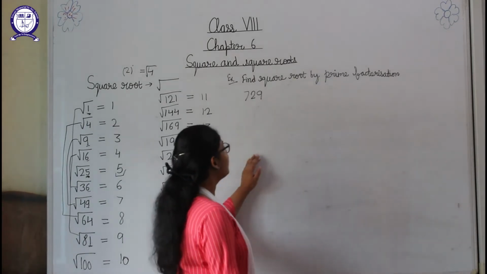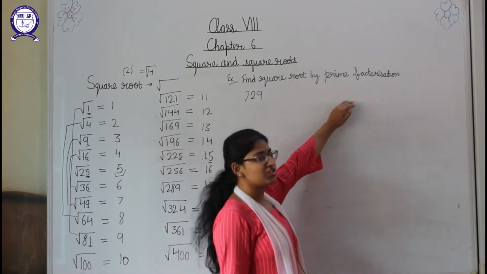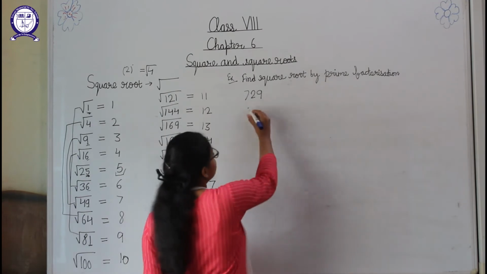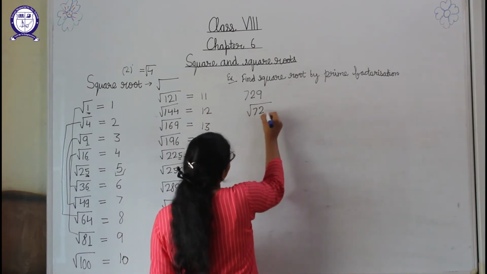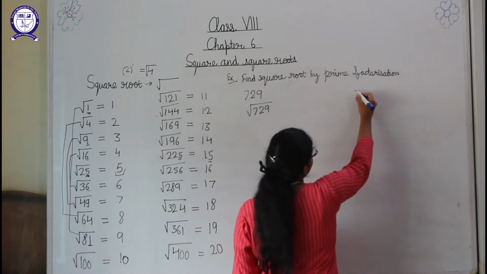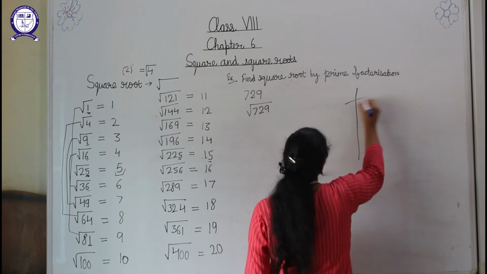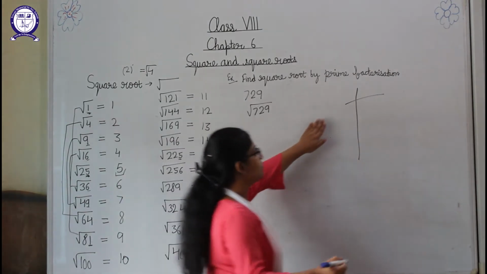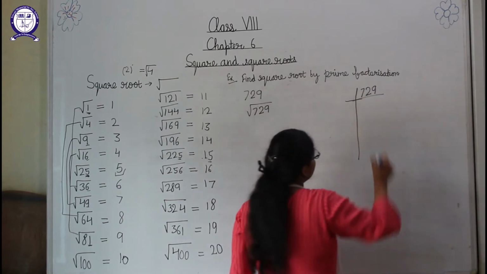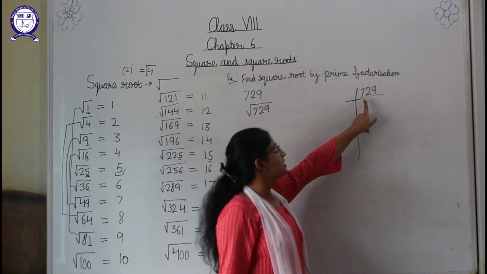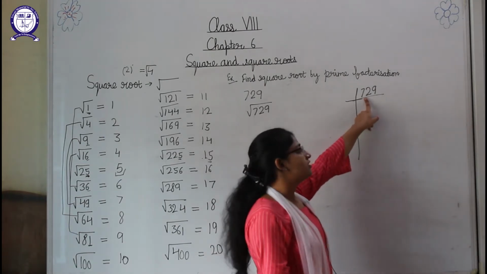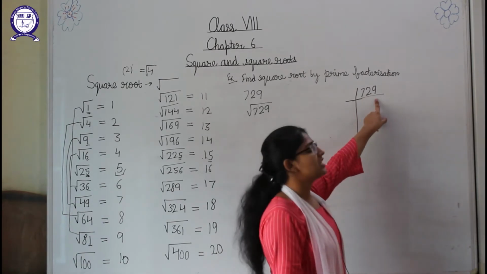Now students, we have to find the square root by the prime factorization method. 729 is given to us. We have to find the square root of 729, and by which method? Prime factorization. You know what prime factorization is? Here 729 is given to us, so we will find the prime factors of 729. As it is an odd number, it will not be divisible by 2, so we will check for 3.